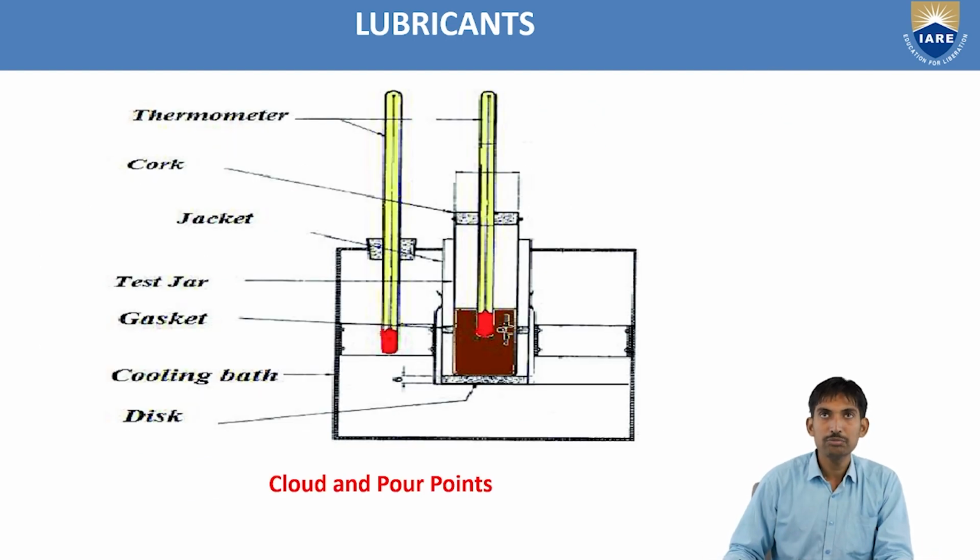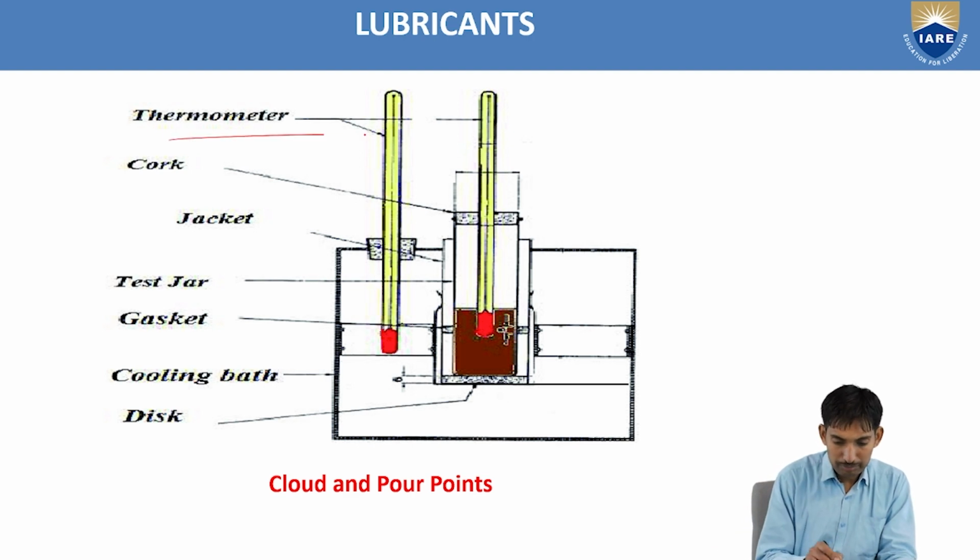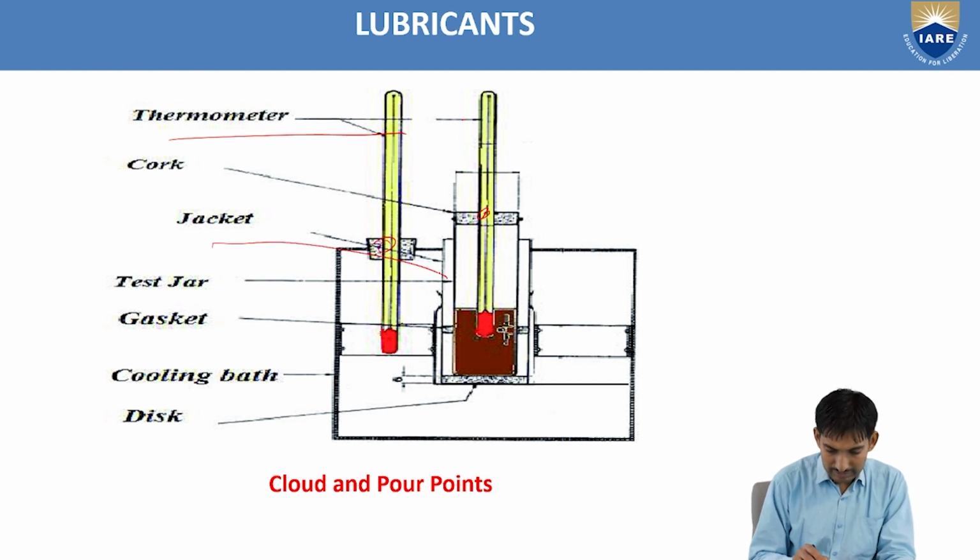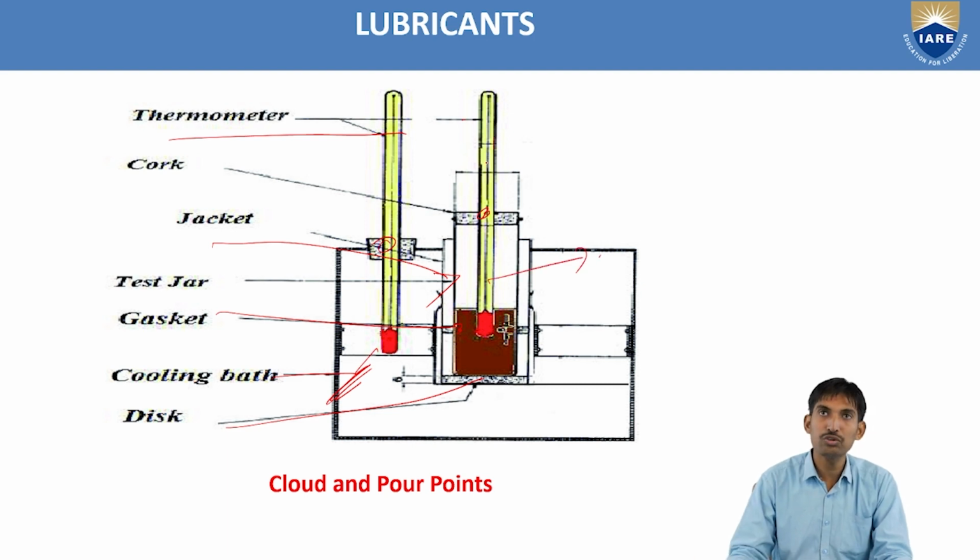This is the setup of the cloud and pour point instrumentation. This is the thermometer, this is the cork to hold the thermometer, and this is the air jacket. This is the gasket, this is the cooling bath, this is the disc, and this is the test tube. In the test tube, we have to fill the lubricating oil.